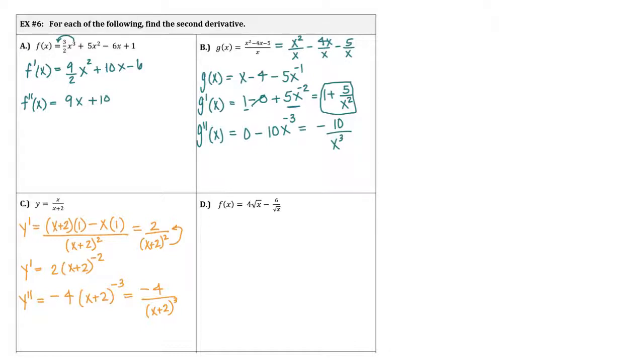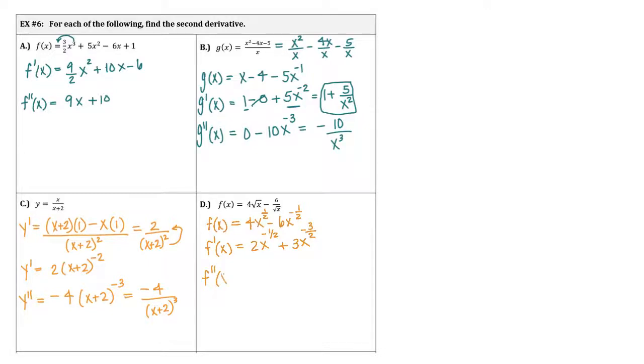So we're going to have f of x equals 4x to the 1/2 minus 6x to the negative 1/2. So f prime at x is going to be 2x to the negative 1/2 plus 3x to the negative 3/2. All right, so here we can go ahead and see if we can get through our next derivative, and then we can come back and clean up if we need to.